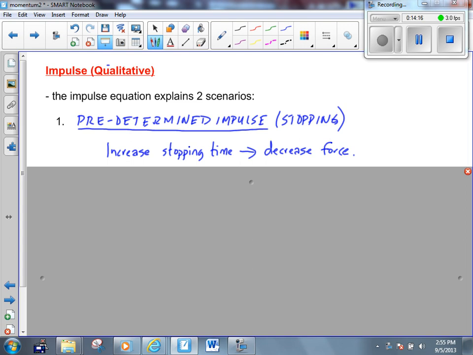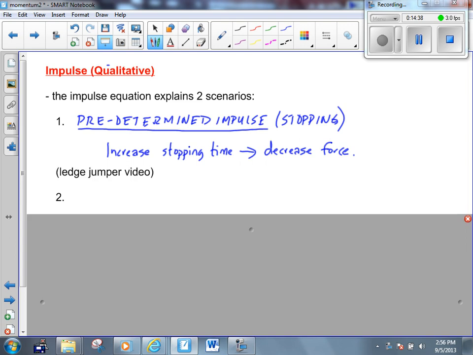Regardless of what it is, whether it's the airbag or the car stopping at the stop sign, or whether it's bending your knees when you jump off a desk, or whether it's cradling the ball as you catch it, doesn't matter what it is. The answer is increase the stopping time, decrease the force. Okay, whatever that question is, that's the answer right there.